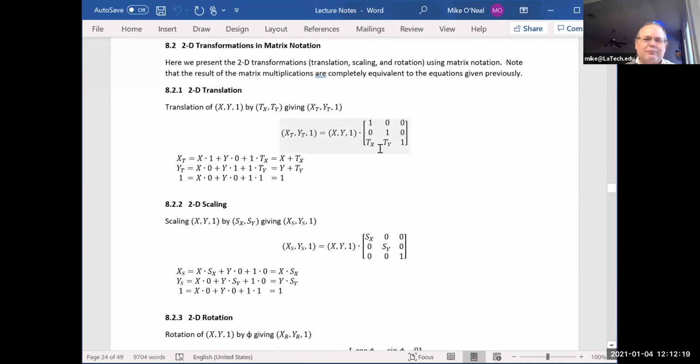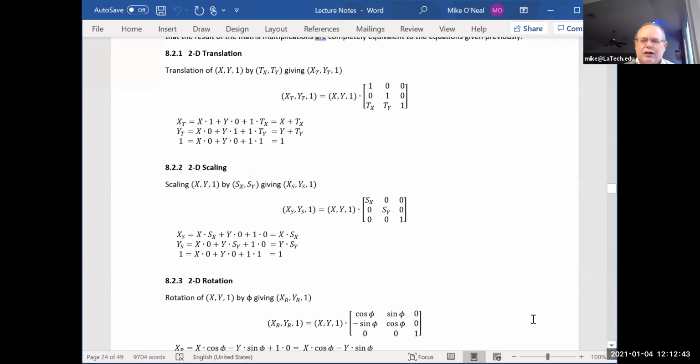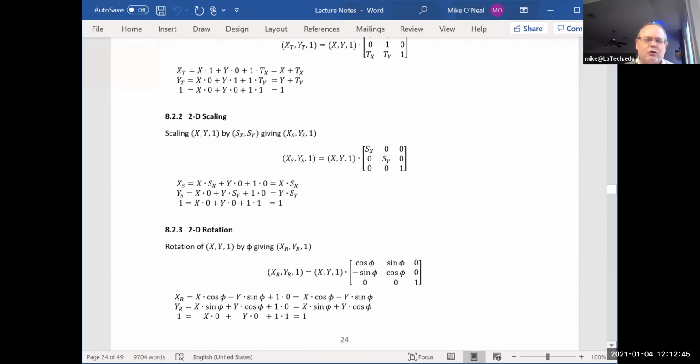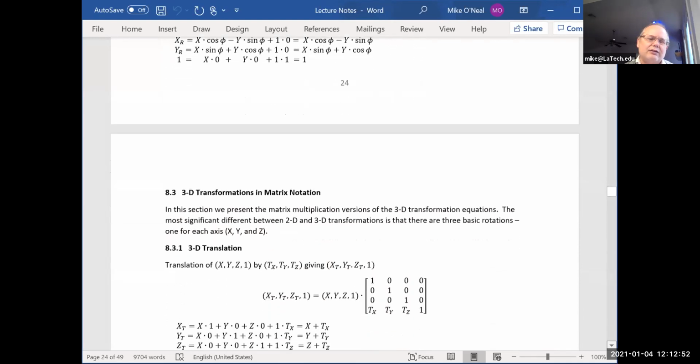Now, if you've played around with matrix math at all, and you should have, if you multiply a point times this matrix here, well, you would see that it would give you these 3 equations. And in fact, these are the equations for translating in X. You'll have a matrix for scaling, and those will give you the scaling equations. And you'll have a matrix for rotation, and those will give you the rotation equations. And we'll be able to do that in 2D and in 3D.